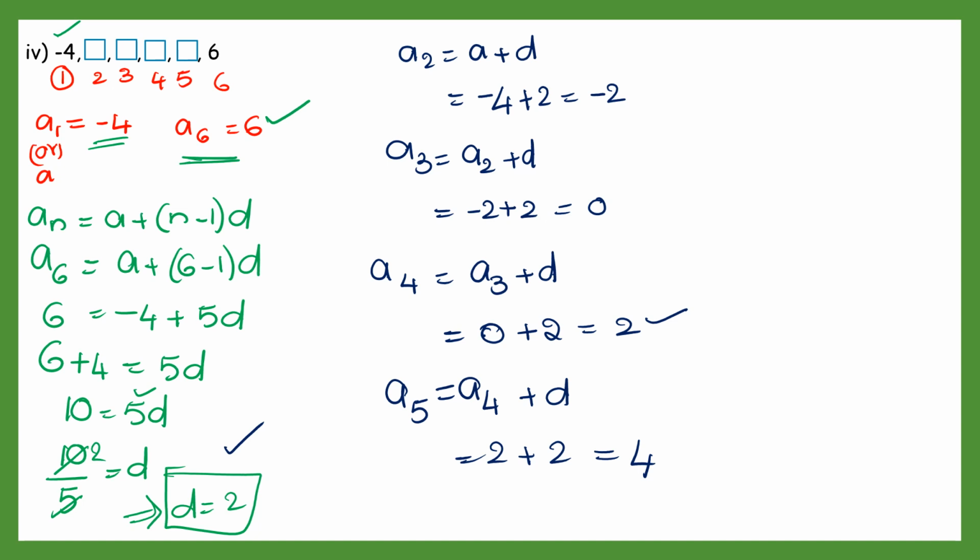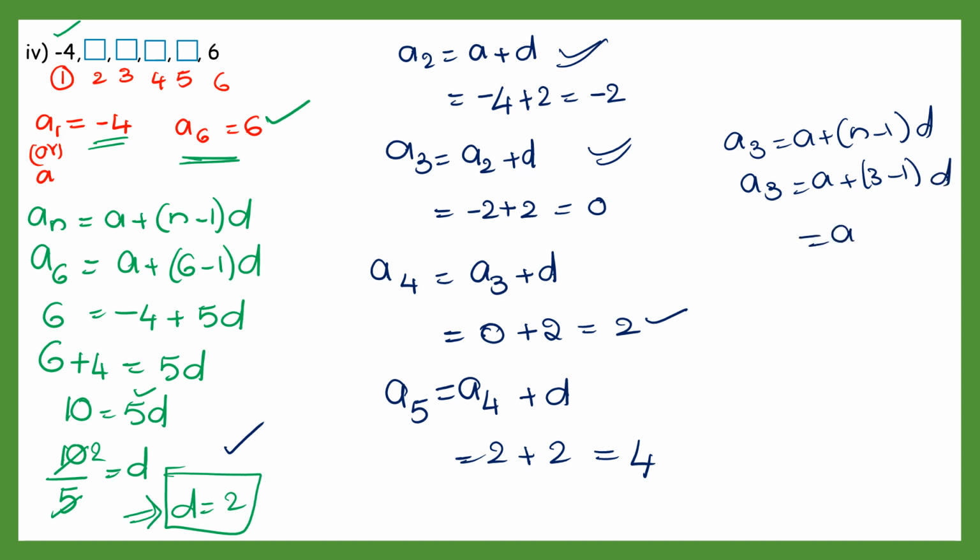You can directly find in this way, or for every step you can use the formula. A3 is equal to a plus n minus 1 into d here. A3 means a plus 3 minus 1 into d. So a plus 2d. The value of a is what? Minus 4. Plus 2 into d, which is 2. Minus 4 plus 4, 0. So you will get the same answers. Any way you can do it.